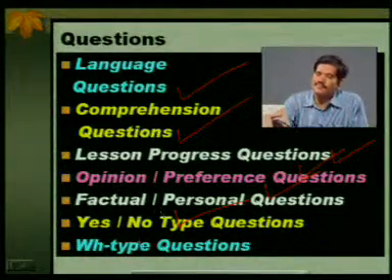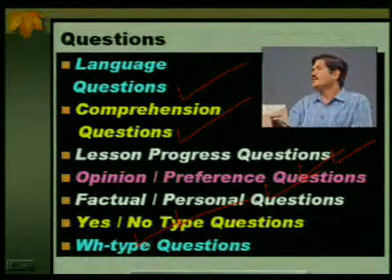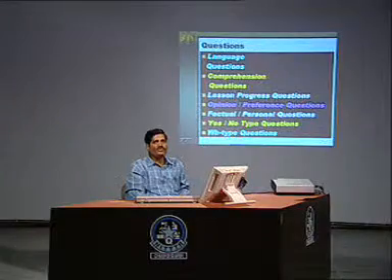Then come the WH type questions. They are basically known as information questions, because all these WH type questions, we can make use of them to know the information about different things. For example, what are you doing? We want to know the thing that the person is doing. Who are you? We want to know about the person, like that.